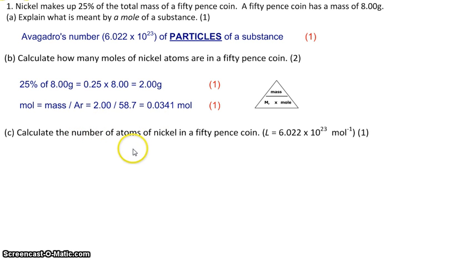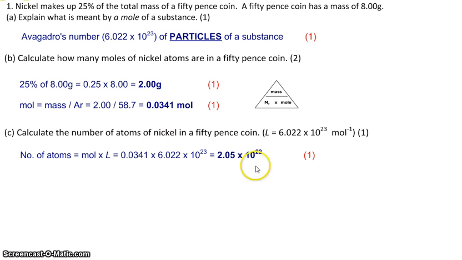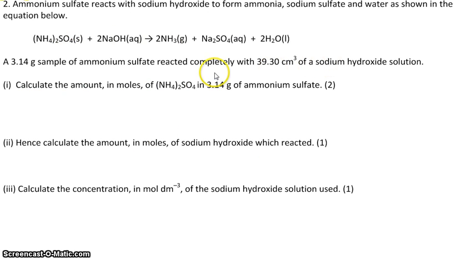Then it says calculate the number of atoms of nickel in the 50 pence coin, so using this fraction of a mole, how many atoms of nickel are there? This is multiplied by Avogadro's number, which gives us 2.05 times 10 to the 22. On to question 2, and it gives us a lot of information here.